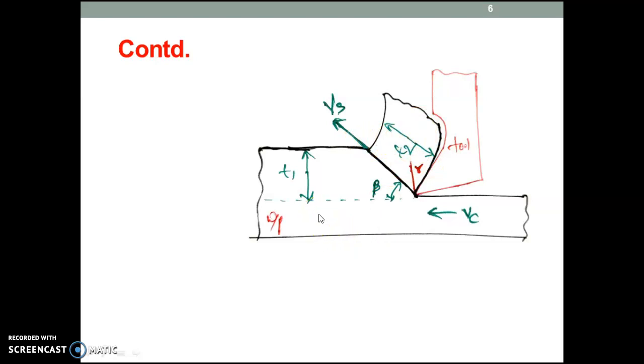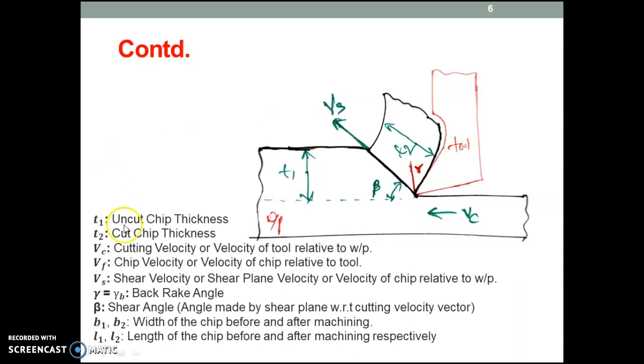So you have known what T1 and T2 are. T1 is the uncut chip thickness, T2 is the cut chip thickness, and the ratio between them is the chip thickness ratio. VC is the cutting velocity, already discussed, or the velocity of the tool. VF is the chip velocity, or velocity of the chip relative to the tool. VS is the shear velocity, or velocity of the chip relative to the workpiece. Gamma is equal to gamma B, the back rake angle. Beta is the shear angle, the angle made by the shear plane with respect to the cutting velocity vector.